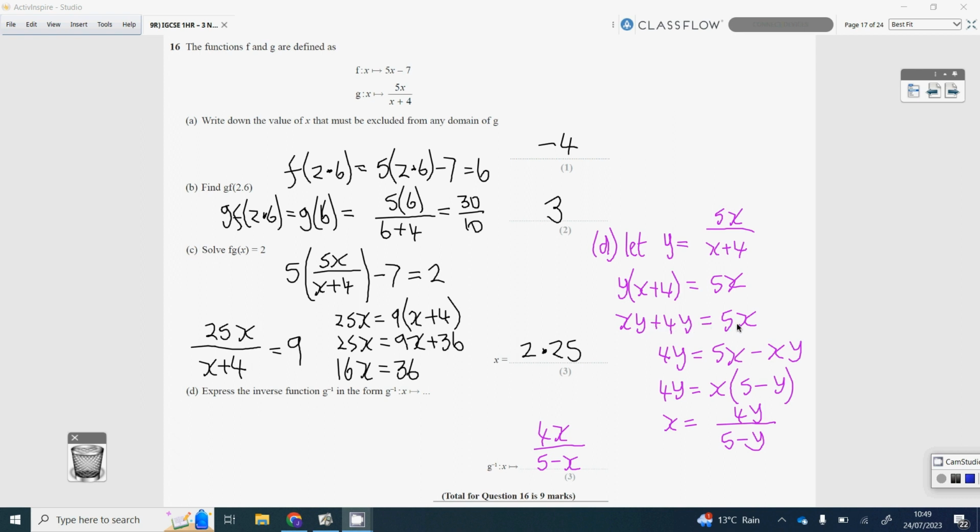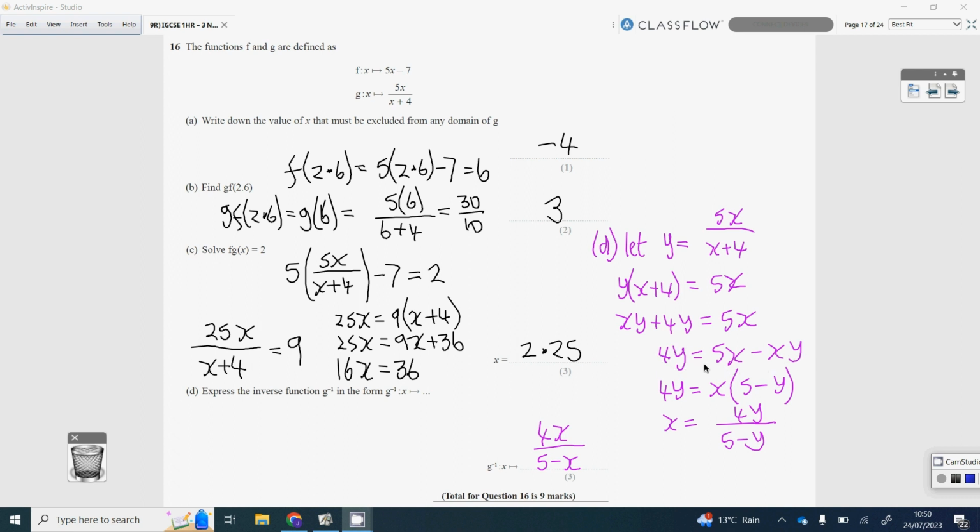Now I want to get all my x's onto one side and all my y's onto the other, and anything not including x onto the other. So all my x terms onto one side, all my terms not including x onto the other. So I'm going to choose to take away xy from both sides. That then leaves me with all the terms including x on the right and all the terms not including x on the left. Now this is then the clever bit.